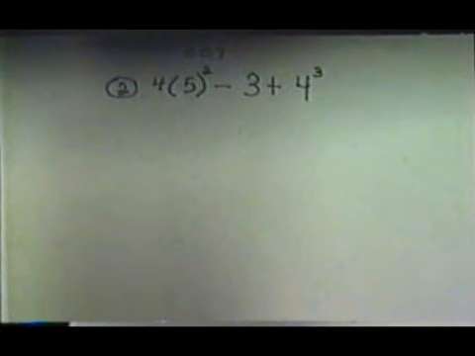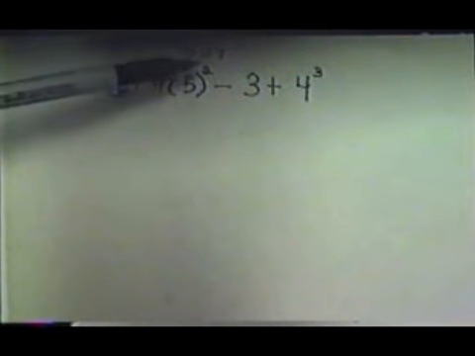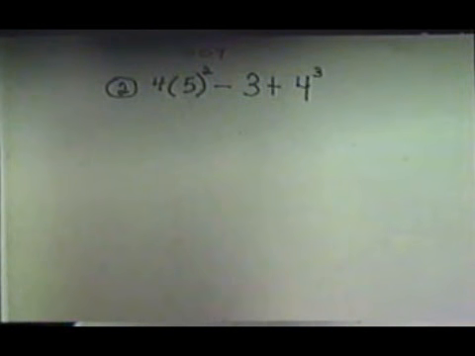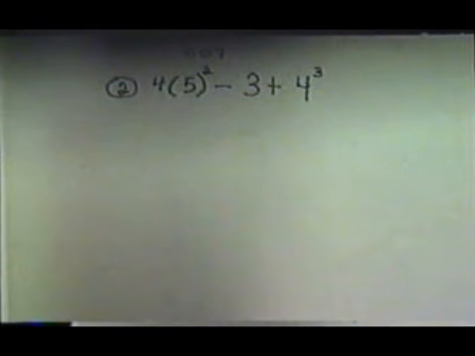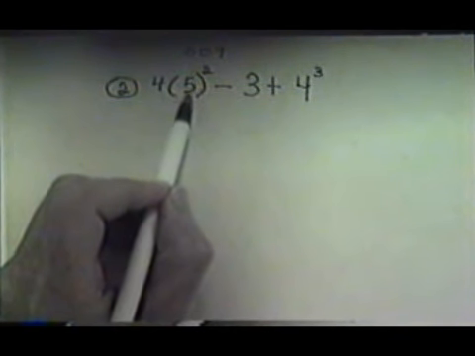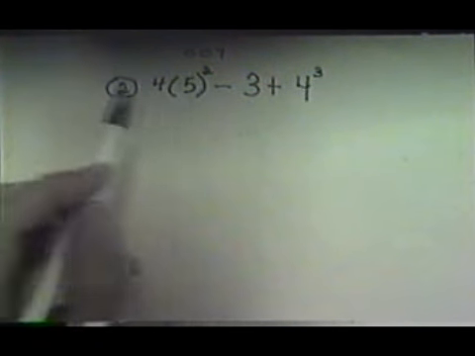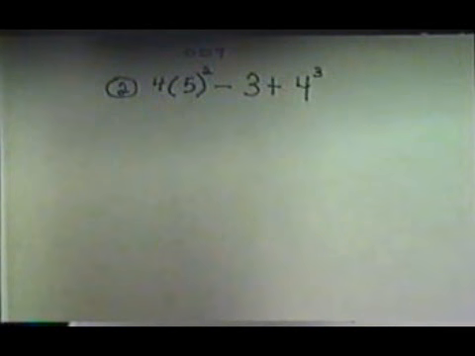Let's look at another problem. This one is 4 times 5 squared minus 3 plus 4 cubed. This particular problem does have some parentheses. See the parentheses around the 5, but if we try to follow that rule that says work within symbols of inclusion, there's really nothing to do inside those symbols because there's just one number there. So all those parentheses are doing are just separating the 5 from the 4. So we don't really have any work inside the parentheses to do.